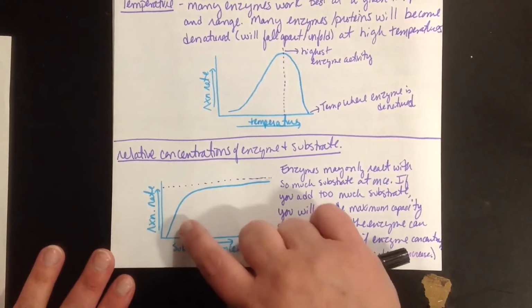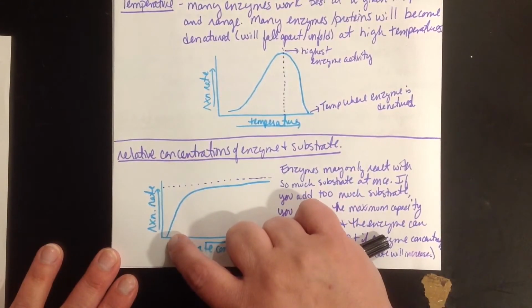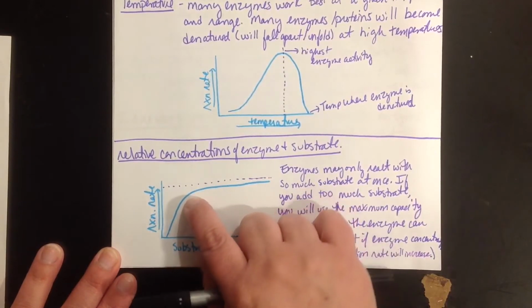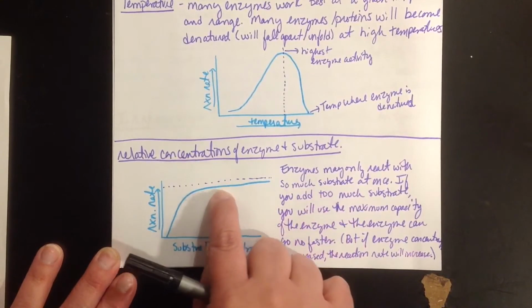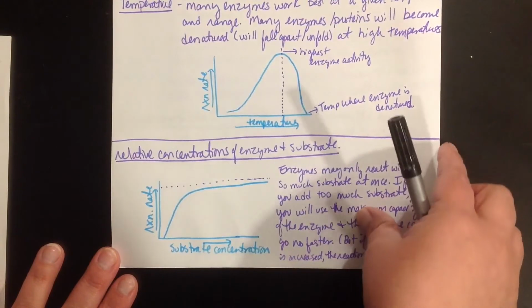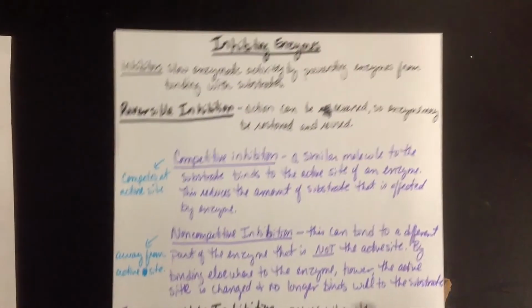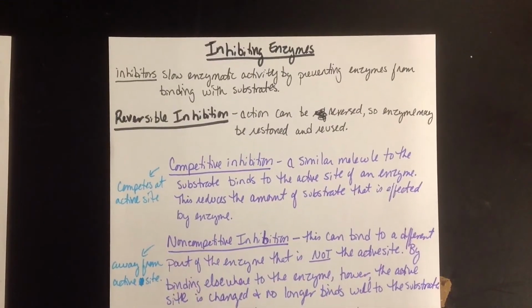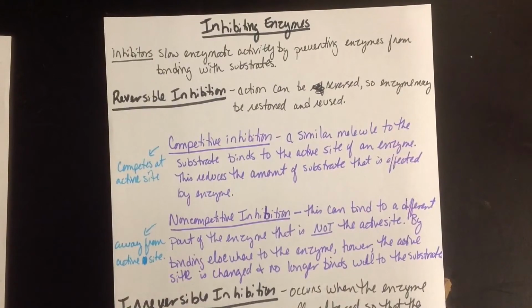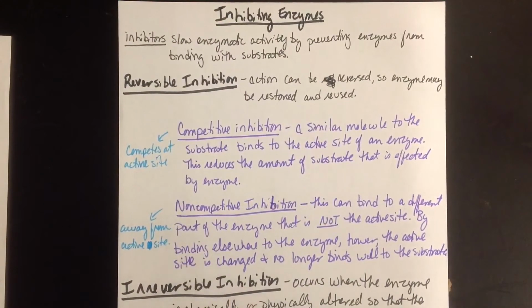So initially, as you increase the substrate concentration, the reaction rate will go up. But you can tell when you sort of max out that enzyme because it just simply can't go anymore. Okay. Now, your body has ways of controlling how much enzymatic action can take place. And it does that by inhibiting enzymes from working. There's two major types of inhibitors. The first being reversible, and the second is irreversible.